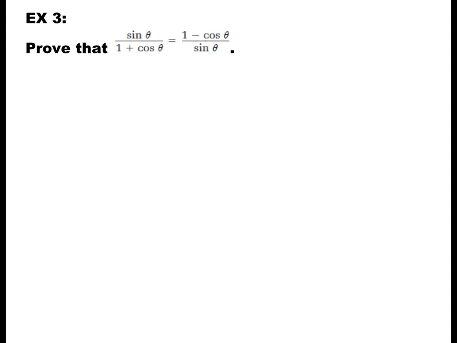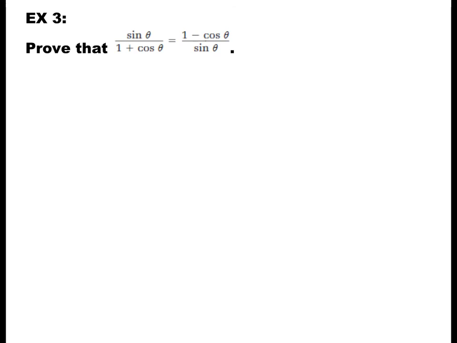The next example is sine theta over 1 plus cos theta. You have to prove that it's the same as 1 minus cos theta over sine theta. Remember, there are three ways we can prove an identity. Either you can simplify the left hand side and hopefully you get the right hand side, or you can simplify the right hand side and hopefully get the left hand side, or you can simplify both at the same time. Now let's assume that this identity holds.